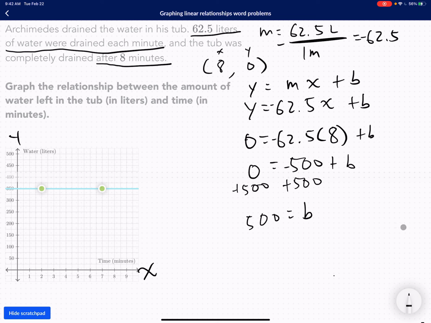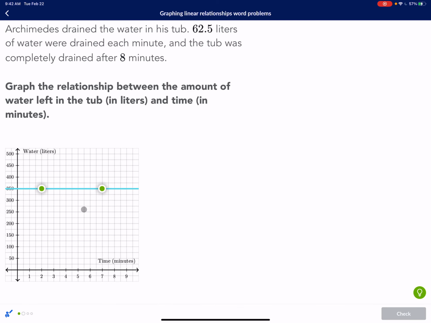So then y is equal to m, which is negative 62.5, x plus b, which is 500. So initially what we learned is the tub had 500 liters of water, and then every minute it loses 62.5 liters per minute. So the y-intercept is 500, and the x-intercept is 8 and 0, right? We check, and voila.